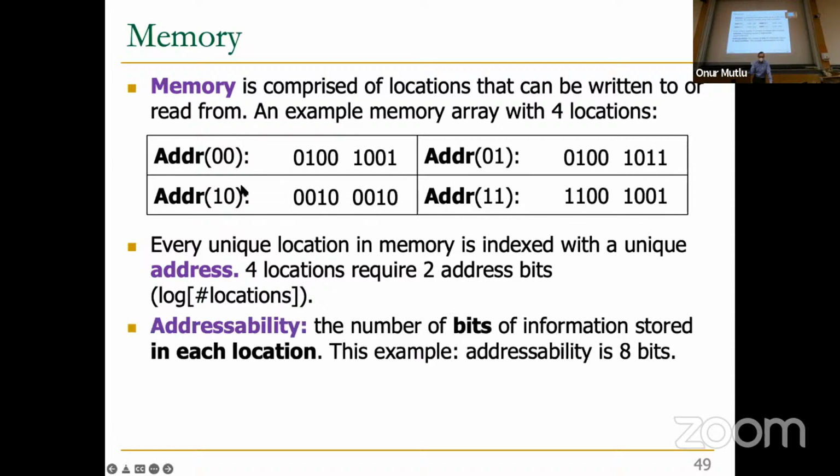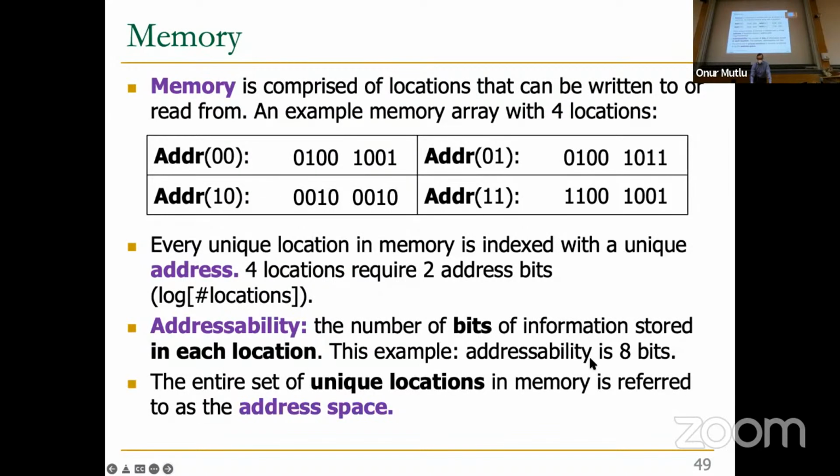This is clearly a very small memory. Today's memories have billions of locations. But in each location, you may store 8 bits. So if you look over here, there are 8 bits. So this is an 8-bit register, basically. You can think of it that way. And this is called addressability, the number of bits of information stored in each location. And you can read the rest. Addressability is 8 bits over here.